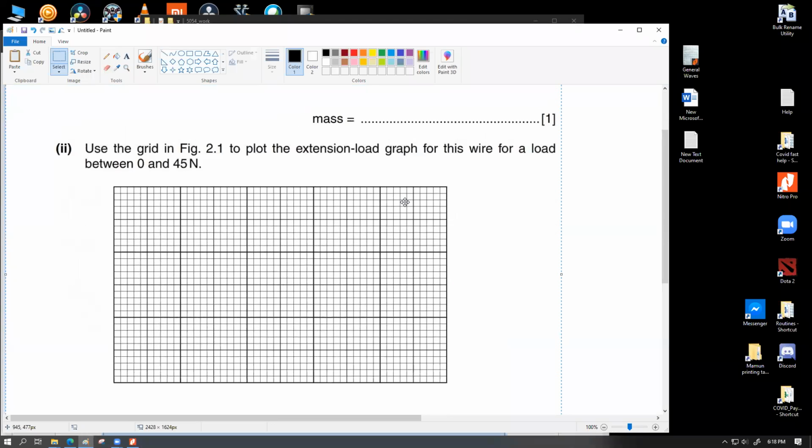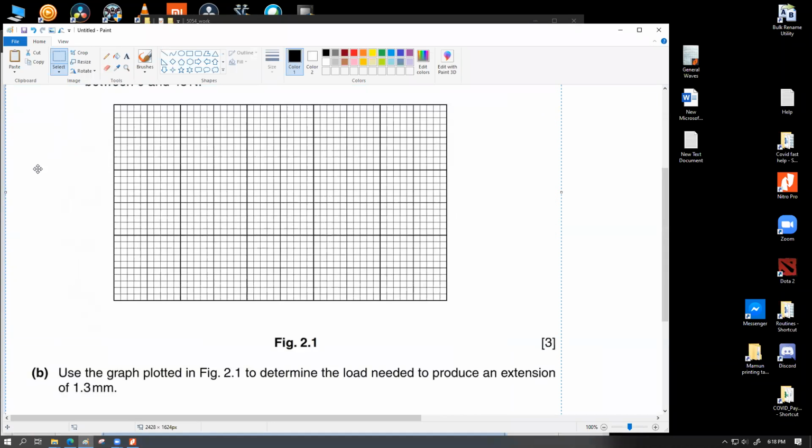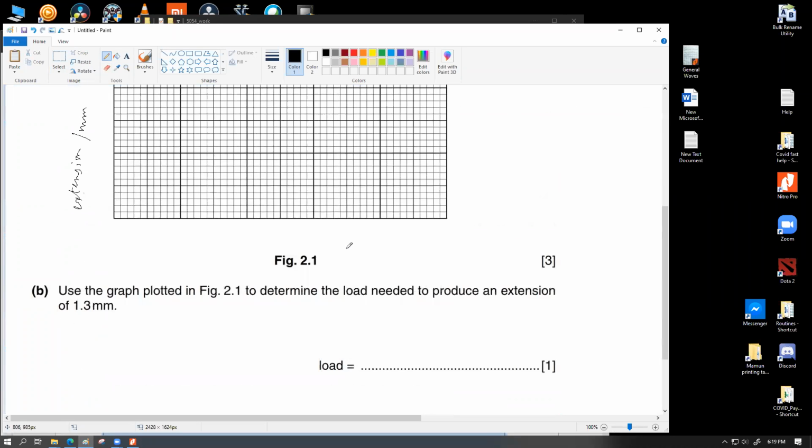Okay, so the question says that we had load at 45 Newton, wire extends by 2.5 millimeter. Okay, so this would be our extension axis. So you can write along this side if you want. Can I write? Yeah, okay. Extension slash millimeter. On this side, you can write load slash Newton.